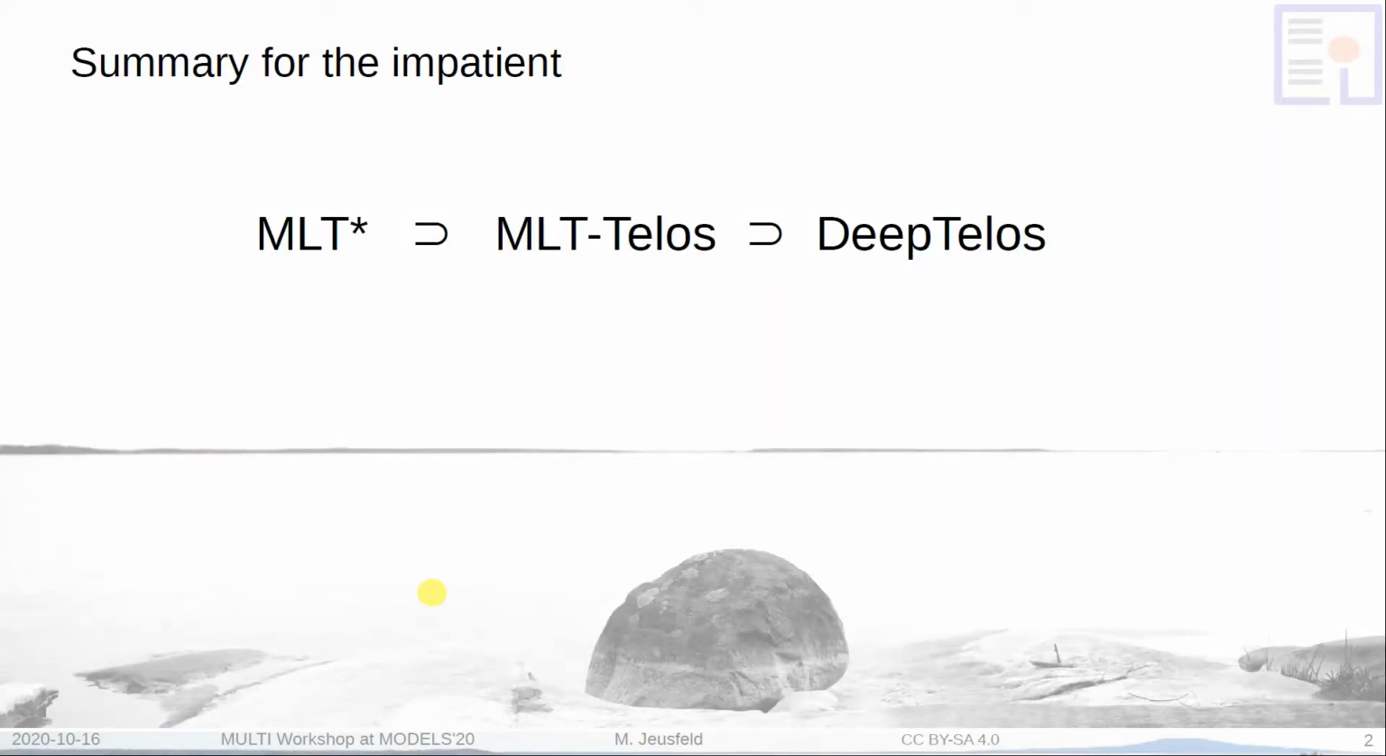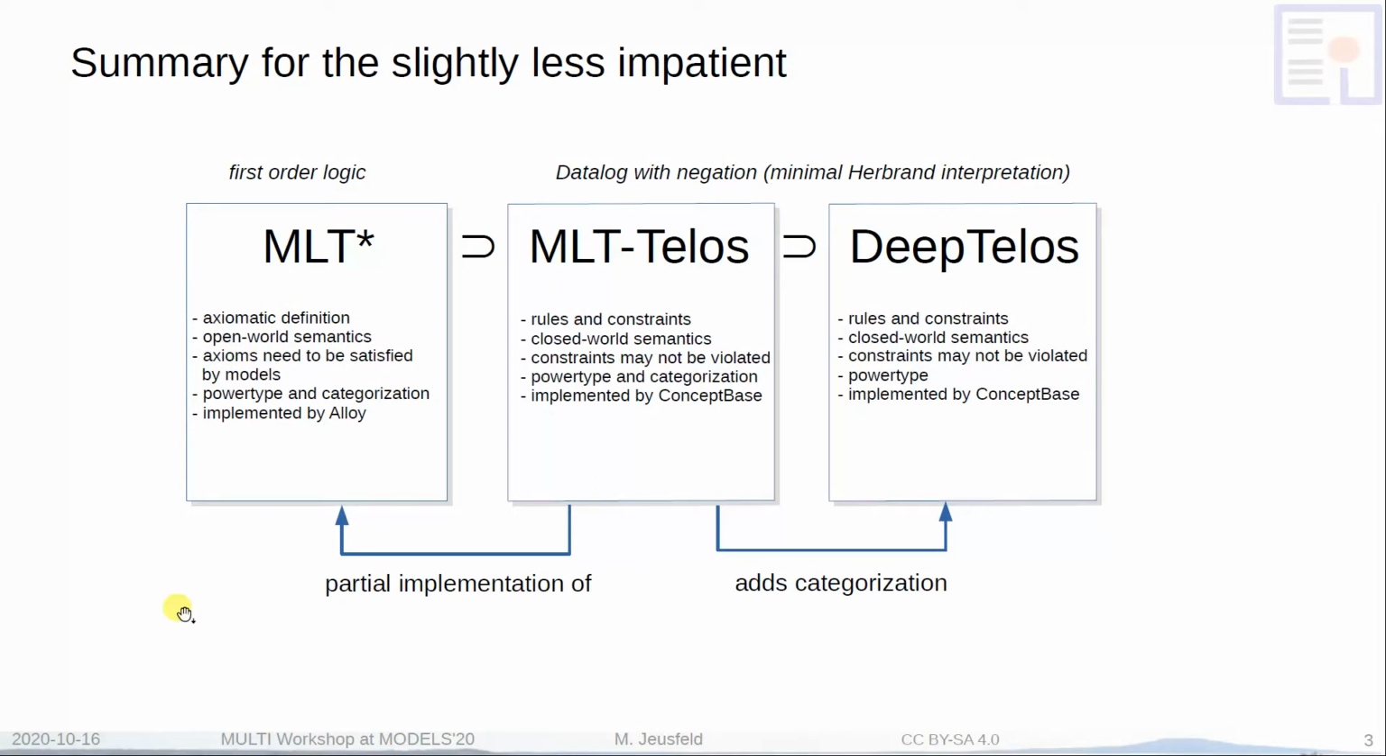So the overall result is that MLT star is a superset of what we specify in MLT-Telos. We could not cover all aspects of MLT star, but important ones. And MLT-Telos itself is a superset of deep Telos. Well, this is for the impatient, so let's go into some more details. If you look at the papers on MLT star, I refer you to the paper that you also find on the homepage that was on the previous slide.